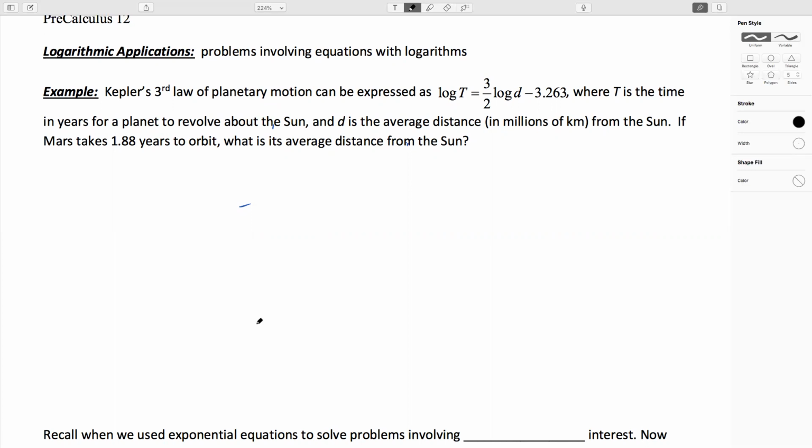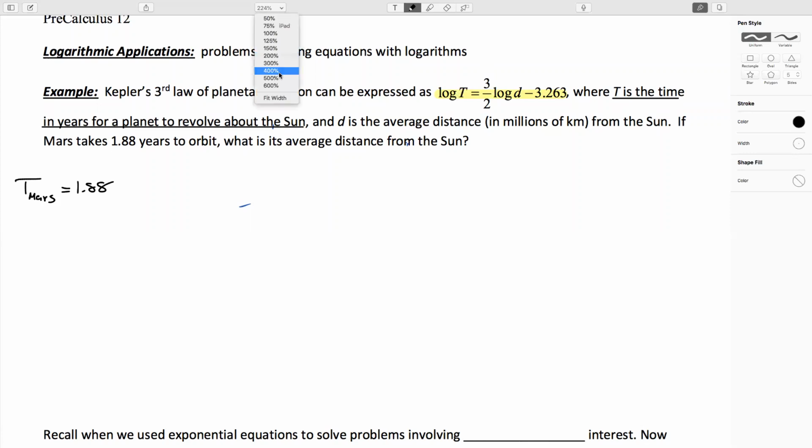All right, so we've got a bit of information to unpack here. We've got this equation, and this equation is going to be what we use to solve for distance. We know that Mars has a 1.88 year orbit, and t is the time that a planet takes to revolve around the sun. So in this case, I know t for Mars is 1.88. Now this equation looks pretty ugly, but literally there's only two variables. There's t for period and d for distance. We know the period of time, so we have to solve for the distance.